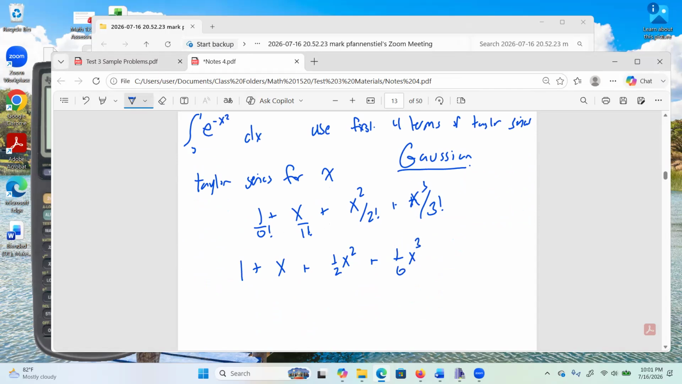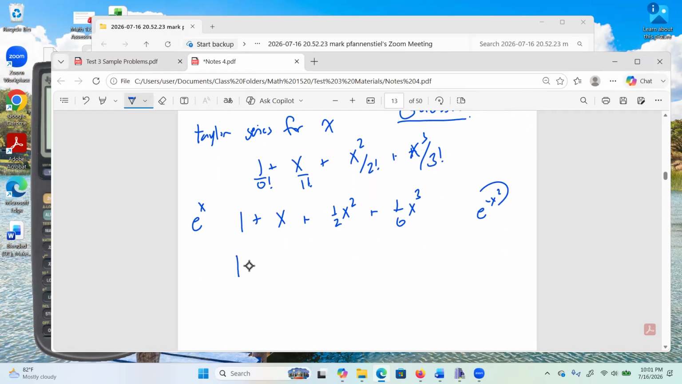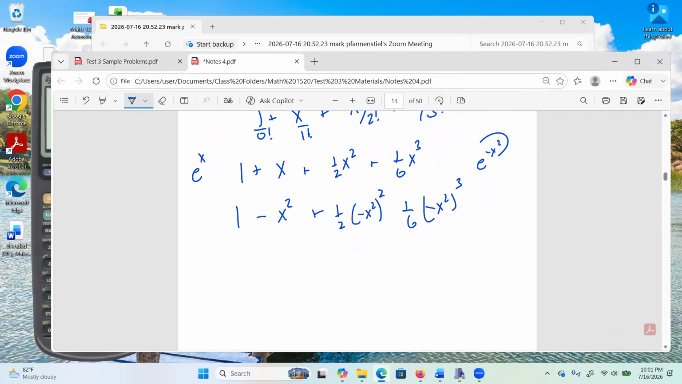Now, this is e to the x. We don't want e to the x. We want e to the negative x squared. So everywhere I see an x, I'm plugging in my negative x squared. So we're going to say this is 1 minus x squared plus 1 half, and really what's going on here is I've got negative x squared, and then we've got 1 over 6 times negative x squared cubed. Keeping track of the negative signs is an important thing here.